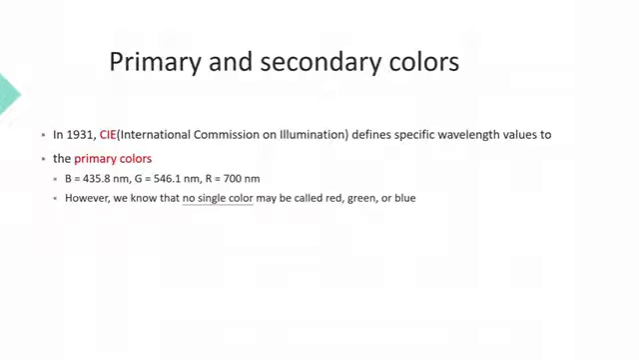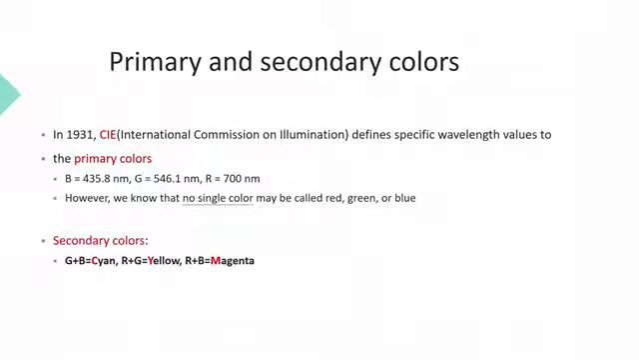However, we know that no single color may be called red, green, or blue. Very important statement here. Keep in mind that color image processing has evolved with respect to color televisions, which we used to call Eastman color, and red, green, and blue are the cone pigments available in human anatomy. Because of that, red, green, and blue are referred to as the primary colors.